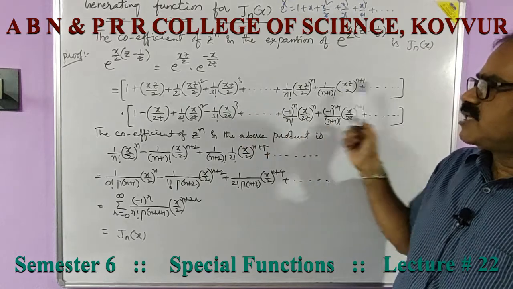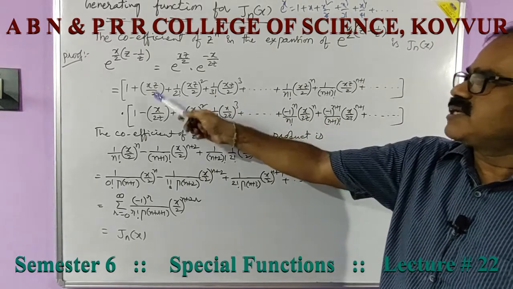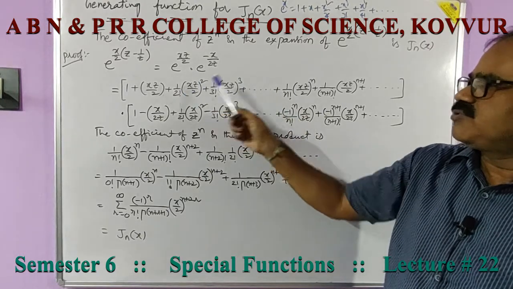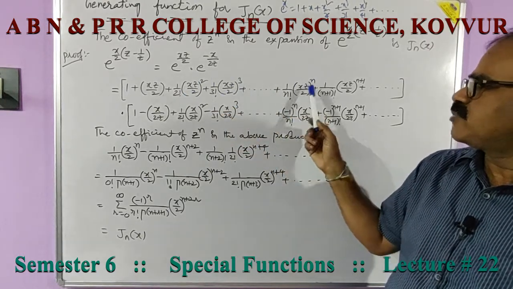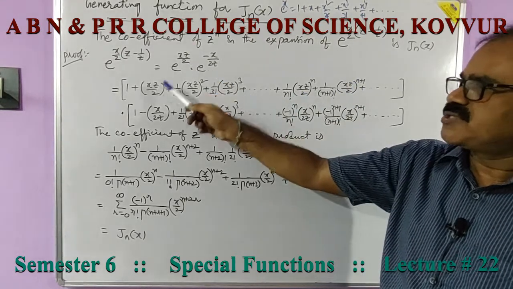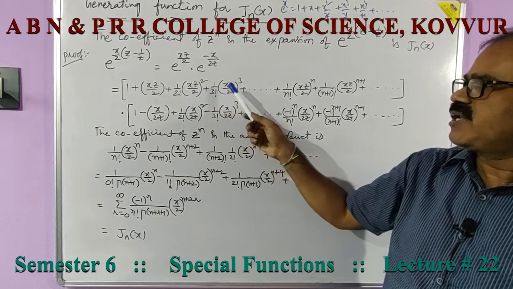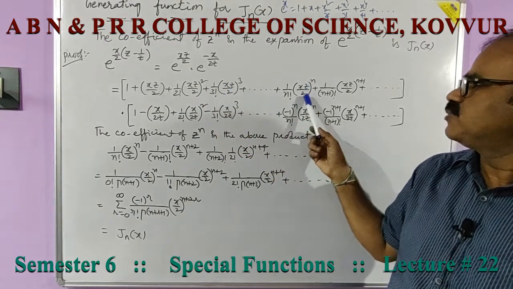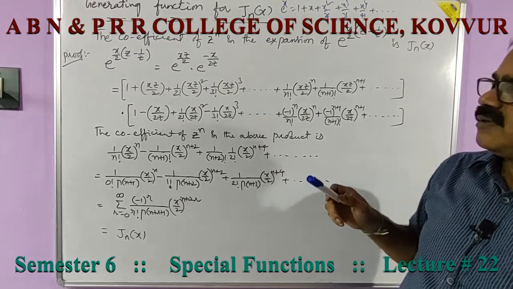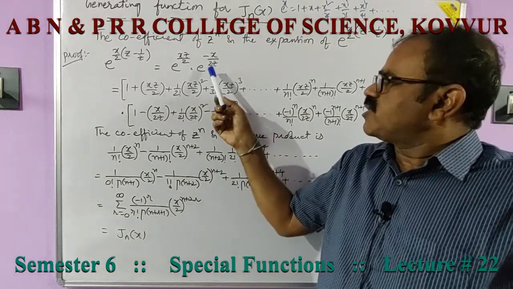So the terms will go like this: 1, plus x square, x cube by 3, x square by 2 factorial, x cube by 3 factorial, and x power n by n factorial, x power n plus 1 by n plus 1 factorial. In place of x you have xz by 2, xz by 2 whole square, xz by 2 whole cube, xz by 2 whole to the power of n, xz by 2 whole to the power of n plus 1, and so on. Next, expansion of this one.